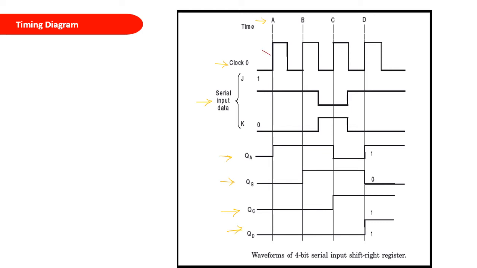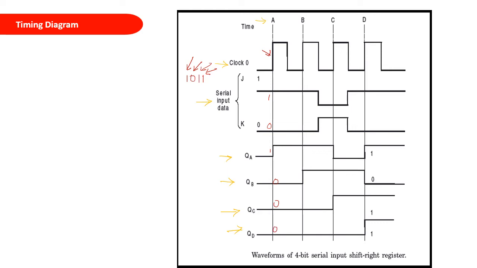Now when the first clock pulse comes, we have to transfer the data as 1 0 1 1. That means the first data is 1, the second data is 1, the third data is 0, and the fourth data is 1. The first data to be transferred is 1, so we will make the serial input 1, J as 1 and K as 0 when the first clock pulse comes. So the output of QA will become 1 at that time, and all other flip-flop outputs will be 0.